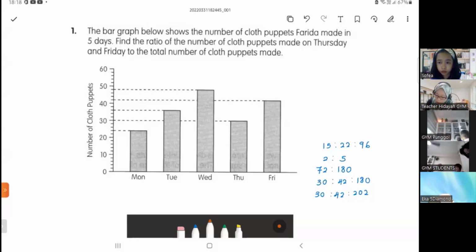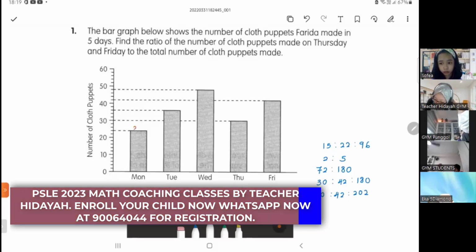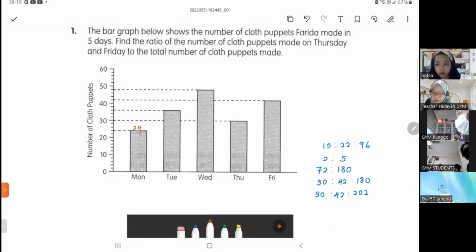So for Monday, if you interpret the data here, each of the lines goes 2, 4, 6, 8, 10 by 2s, okay? So here will be 24. And then Tuesday will be 32, 34, 36. And then Wednesday is 48. And then Thursday is 30. And then Friday is 42. Okay, write down like this first. Because if not, you might get cross-eyed. Then you get confused. Then you get your calculations wrong. Okay, so list down like that first.